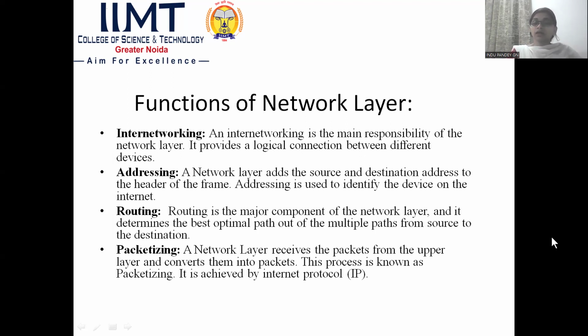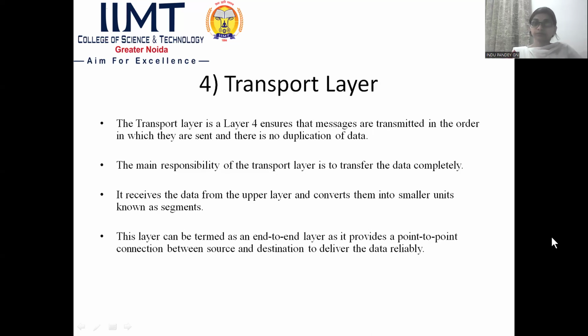Packaging. The network layer receives the packets from upper layer and converts them into packets. This process is called packaging. It is achieved by Internet Protocol, that is IP. Packaging is also an important function of network layer.